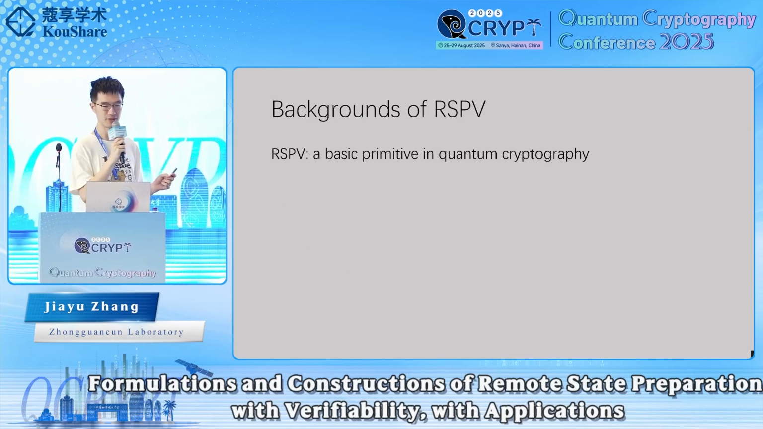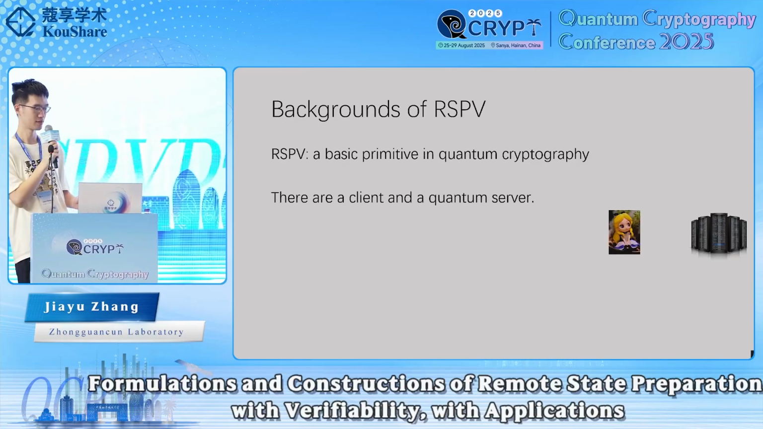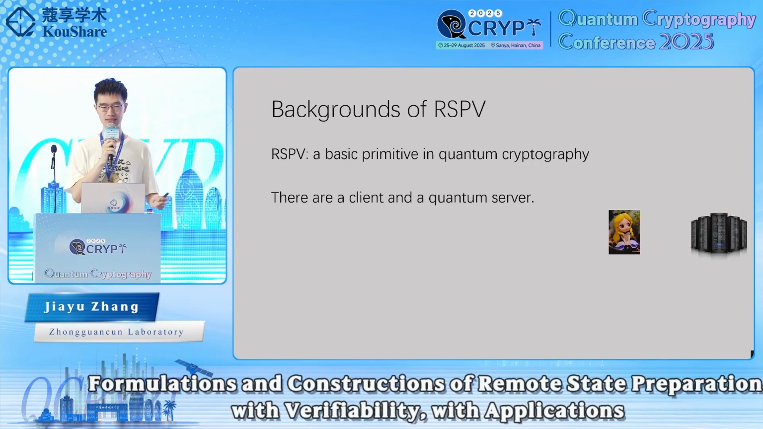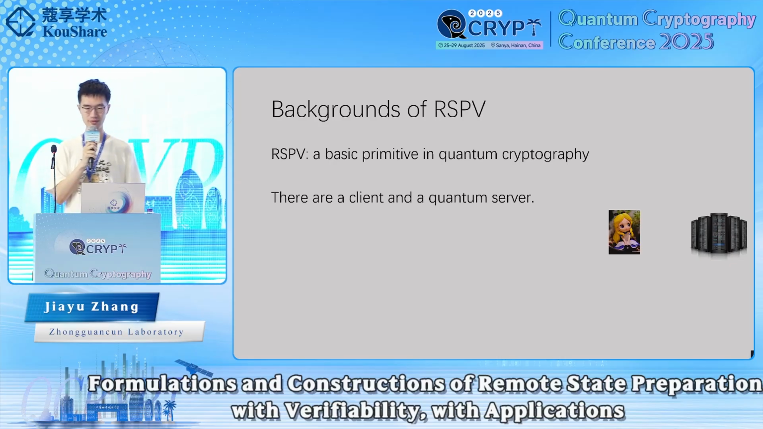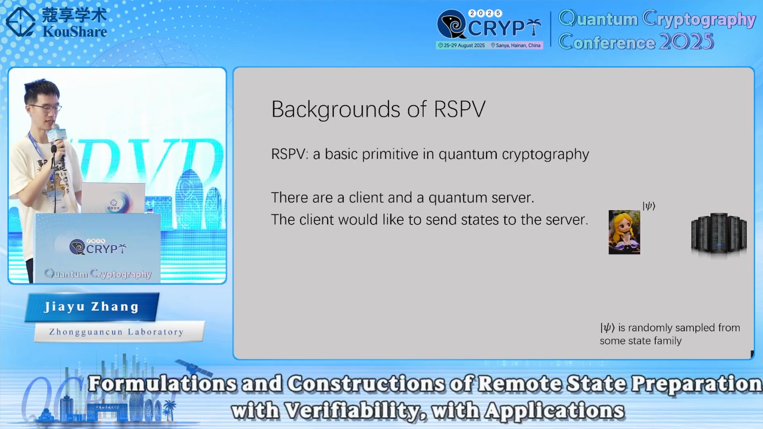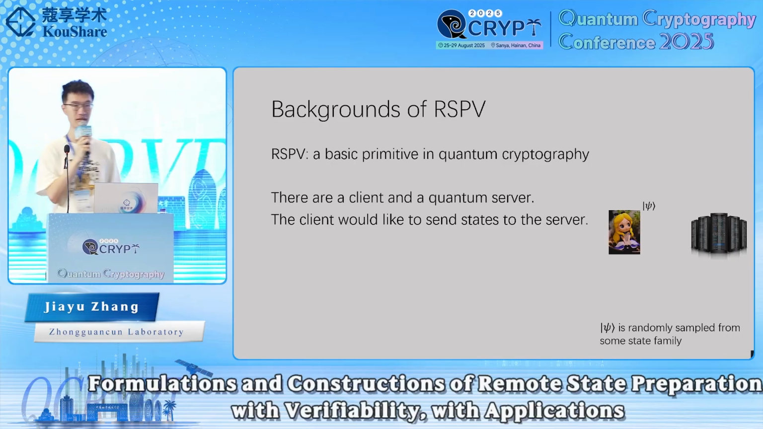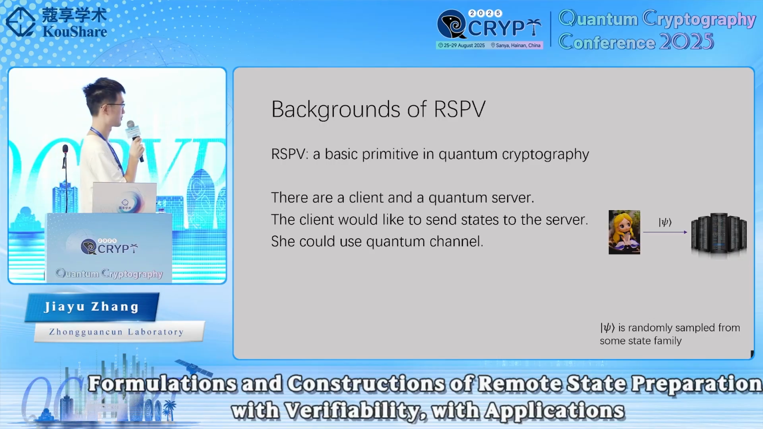So what is an RSPV? This is a basic primitive in quantum cryptography. Let's consider the following setting: the client and the quantum server. And the client would like to send some state to the server, where this state is randomly sampled from the state family. The simple solution is to use a quantum channel.